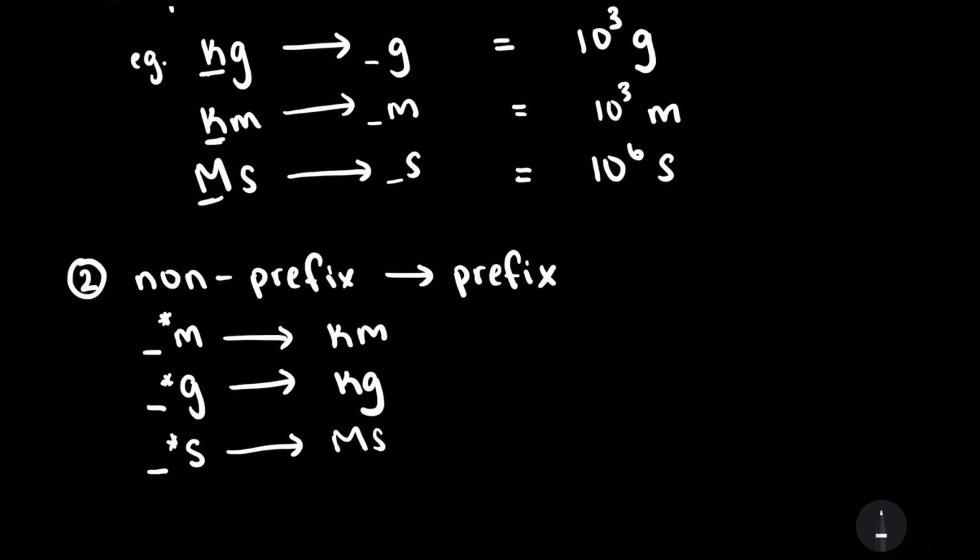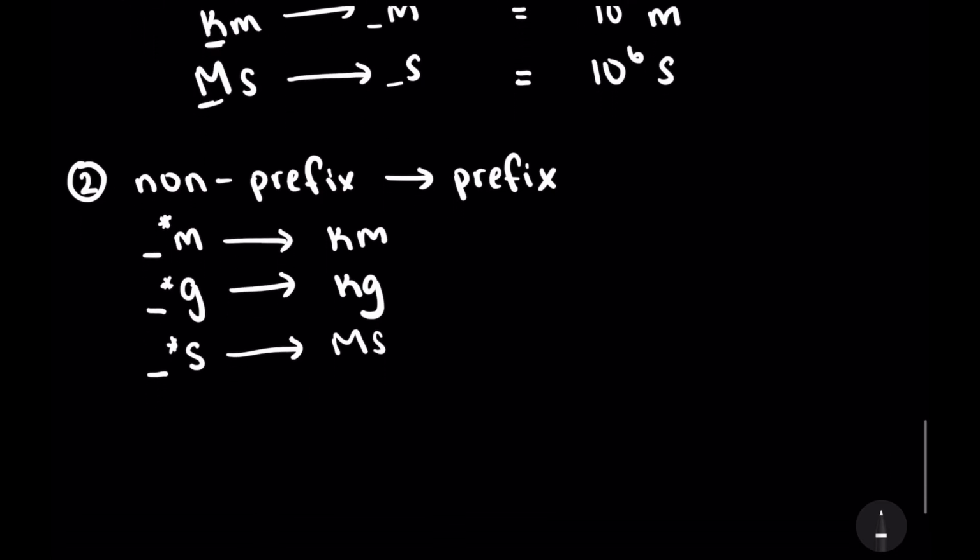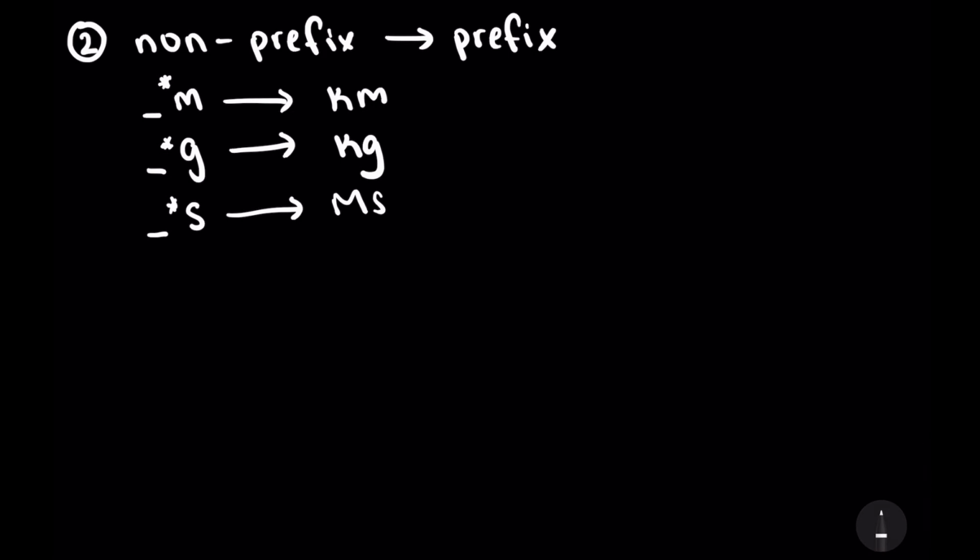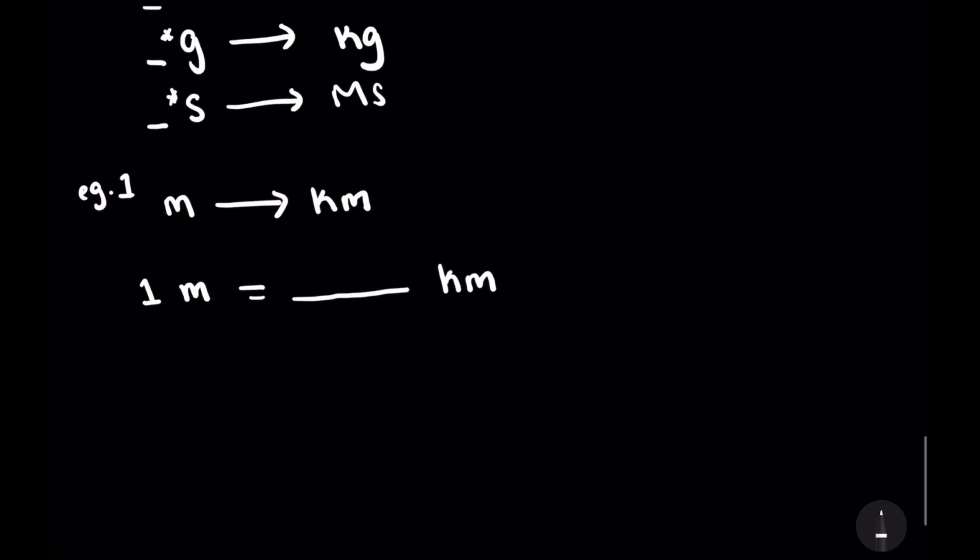And how I like to think of this is two ways. I'll explain the more straightforward way first, and then another trick that I use to remember. So let's say we wanted to go from meters to kilometers. Let's look at example 1. We know that 1 meter would be equal to some amount of kilometers, right?